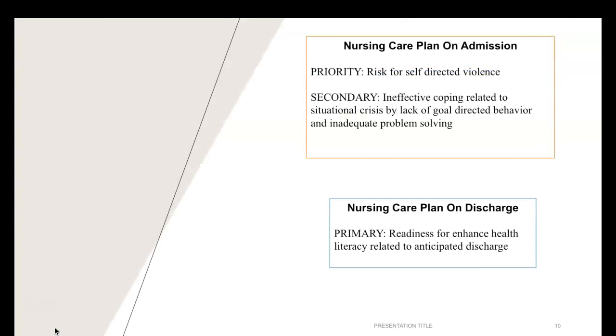Nursing care plan on admission for the patient: the priority is risk for self-directed violence, and the secondary is ineffective coping related to situational crisis, evidenced by lack of goal-directed behavior and inadequate problem solving. The nursing care plan on discharge includes readiness for enhanced health literacy related to anticipated discharge.